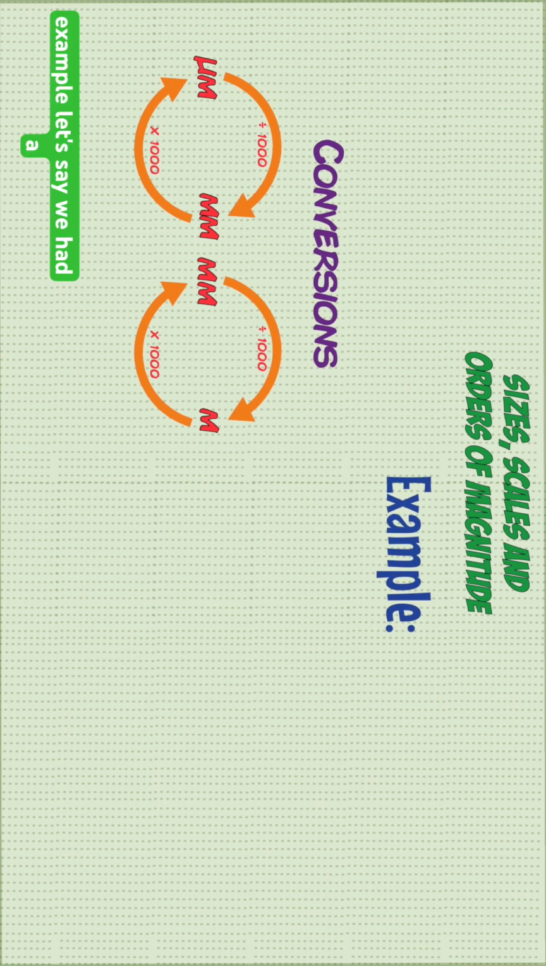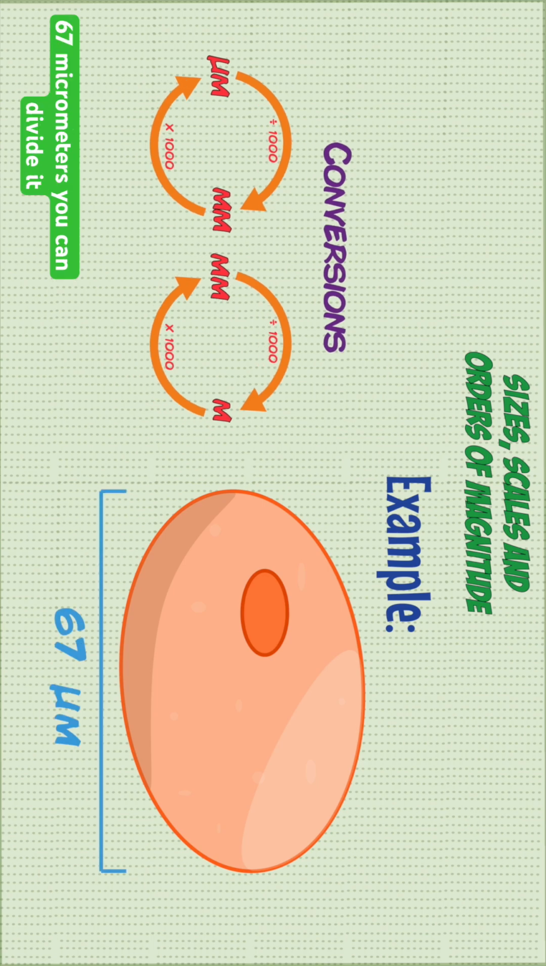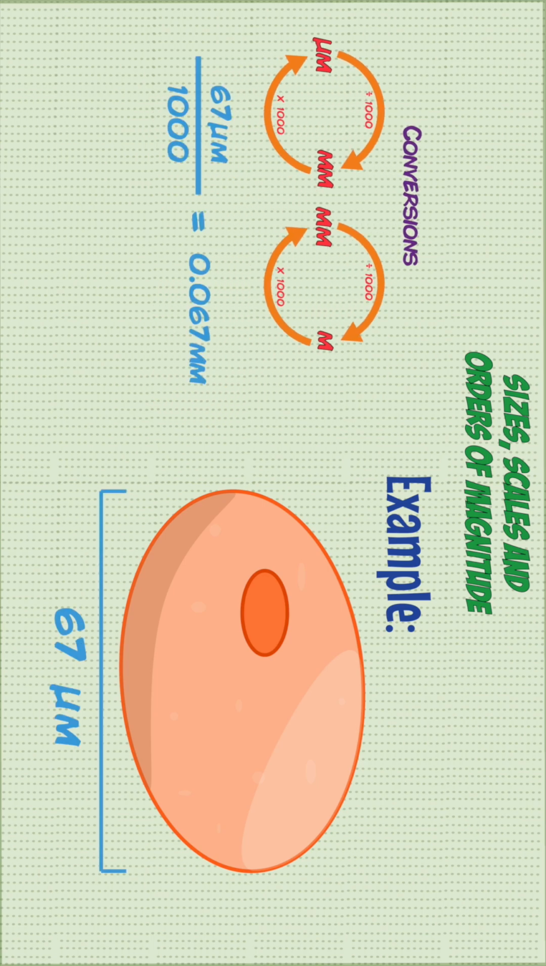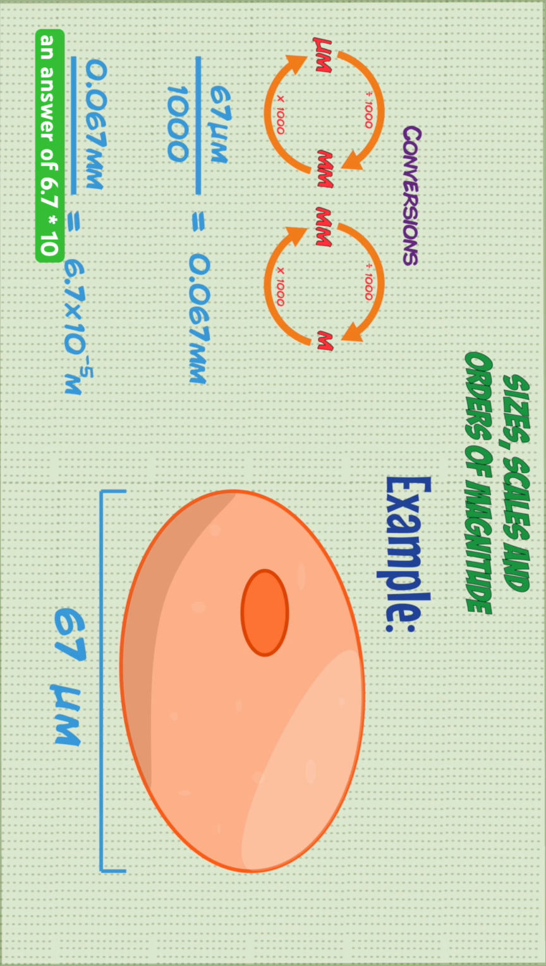Let's say we had a eukaryotic cell with a size of 67 micrometers. You can divide it by 1,000 to give you 0.067 millimeters. And if you divide by 1,000 again, that will give you an answer of 6.7 times 10 to the minus 5 meters.